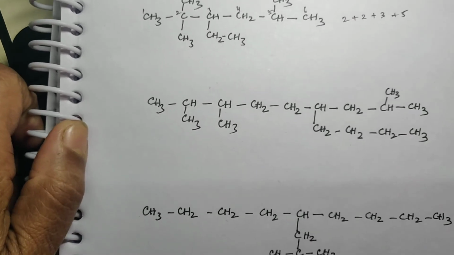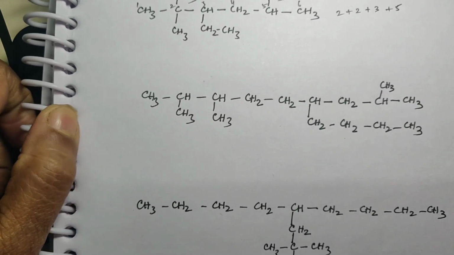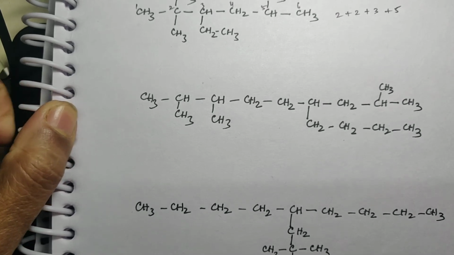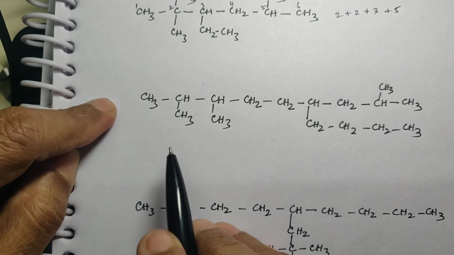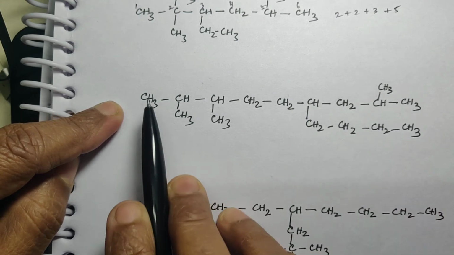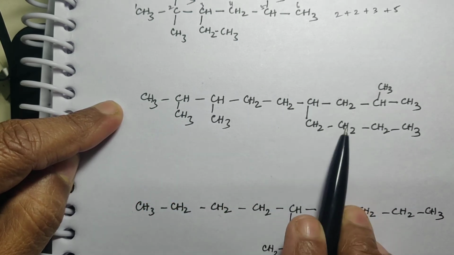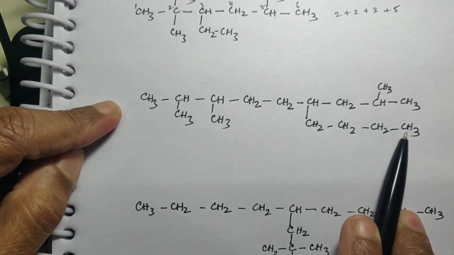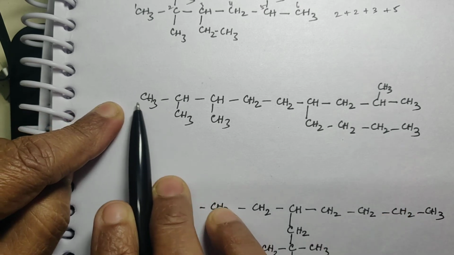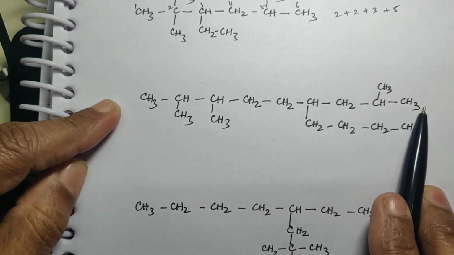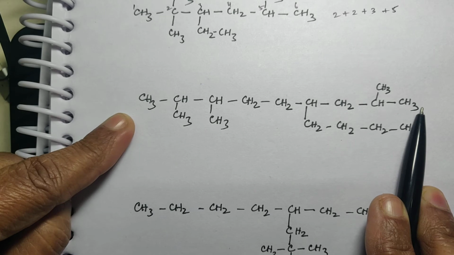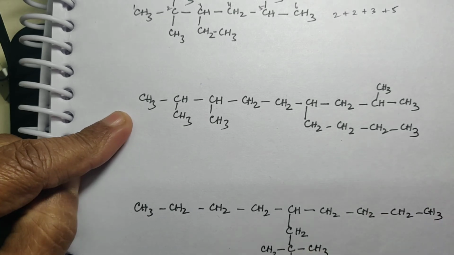Okay. Now come to the next. Now in this what you find, okay. So 1, 2, 3, 4, 5, 6, 7, 8, 9. 1, 2, 3, 4, 5, 6, 7, 8, 9, 10. So here you have 10. The longest chain you have is 10. Okay. If this is considered, then it is only 9. Right. Now in this case, how do you have to number the carbon chain and how do you have to name it?